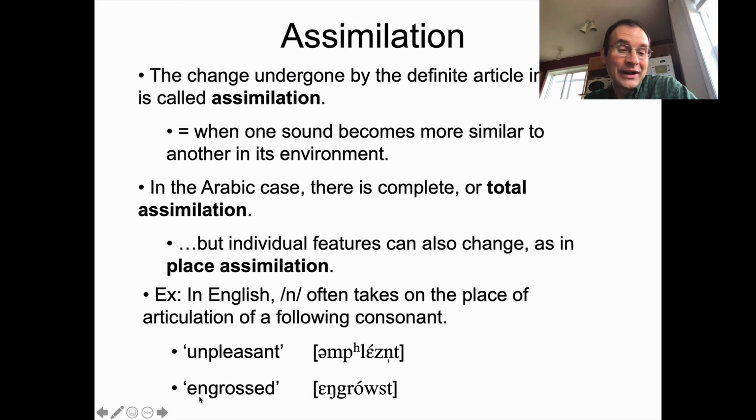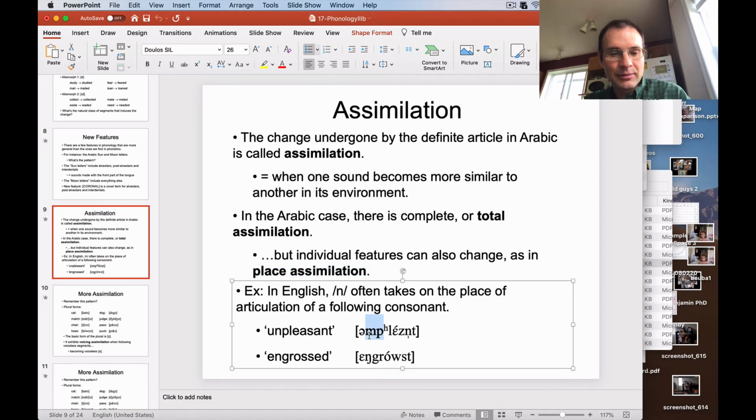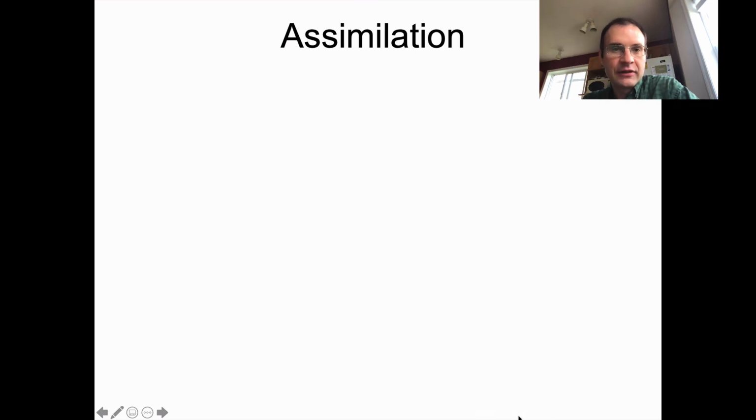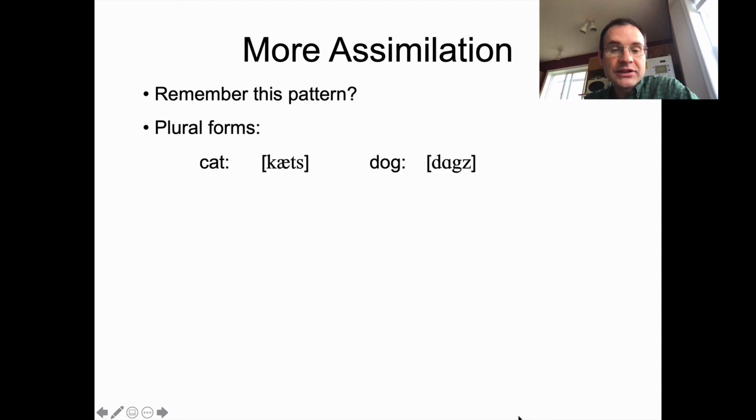with an M there. Or engrossed, the N can change into an engma before the velar g, because engma is a velar nasal stop and g is a velar voiced stop. All that's happening here is that we're getting a connection in place of articulation between these guys. These two are bilabial. These two are velar. Yeah, that's what it means to undergo place assimilation. You change your place of articulation to be more like the place of articulation of another sound right next to you. Okay, here's another assimilatory pattern that we get in English.